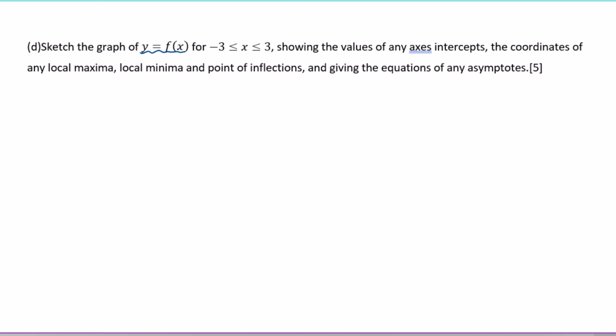B. Sketch the graph of y equals f of x for x greater than or equal to -3, less than or equal to 3. This gives you the clue about the window in your calculator, showing the value of any axis intercepts, the coordinates of local maximum, local minimum, and points of inflection, giving the equations of any asymptotes. We already know the asymptote lines x equals -1/2 and x equals 1/2.